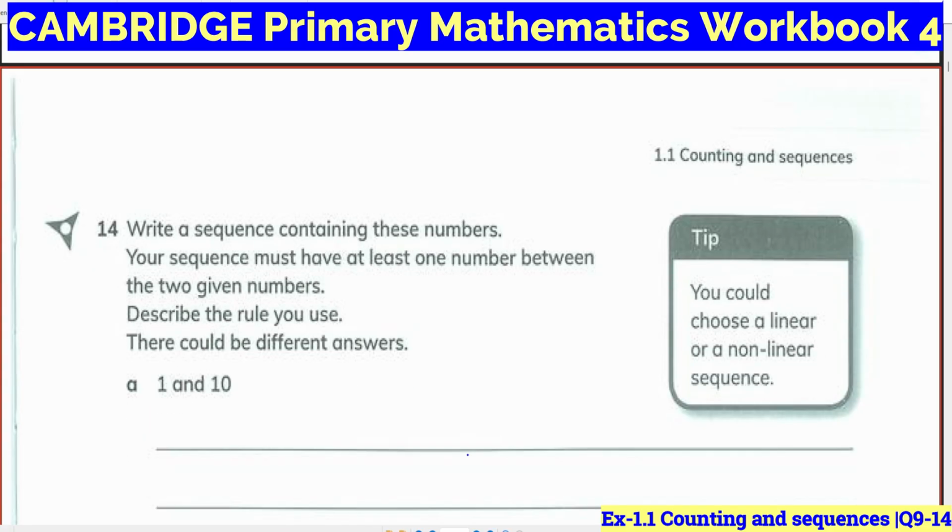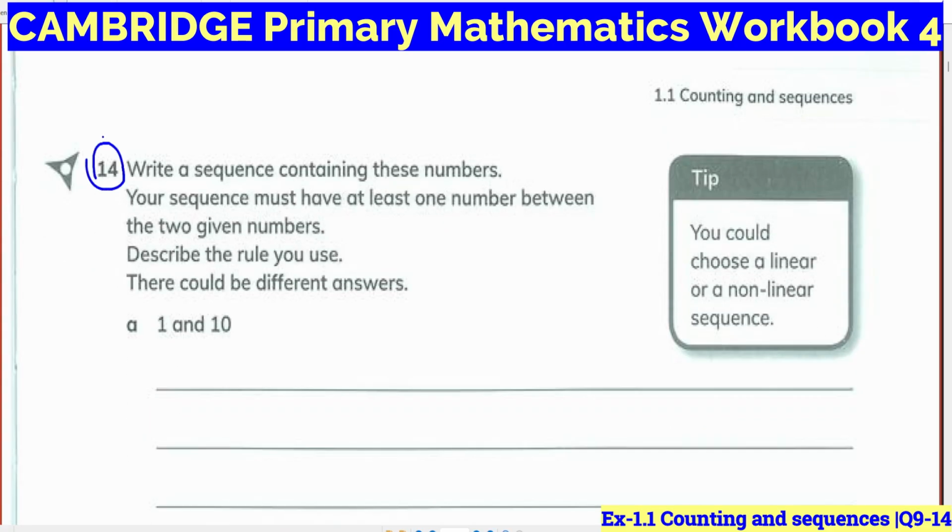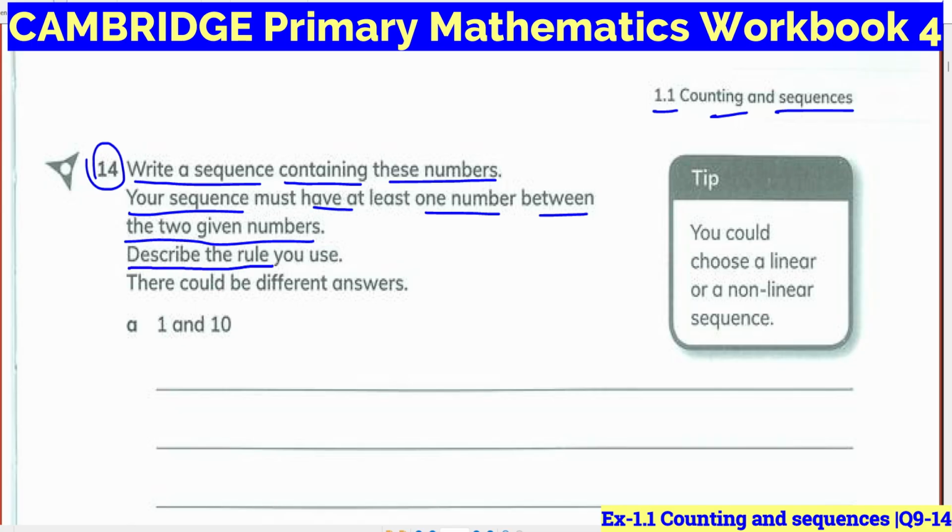So we are almost in the last position. We have finished 13. Now we will start 14. Question 14. This is the last question of this exercise, which is counting and sequences. Write a sequence containing these numbers. Your sequence must have at least one number between the two given numbers. Describe the rule you use. There could be different answers. Yes, answers can be different.